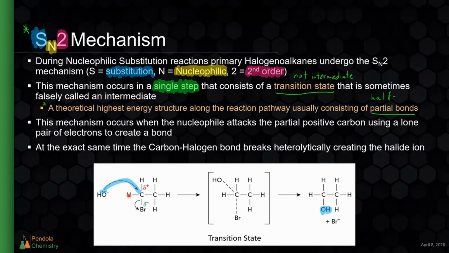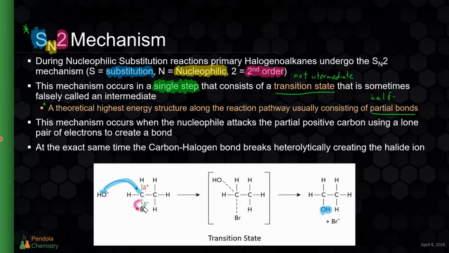At the same time that the hydroxide forms a bond to the carbon, the carbon would have 5 bonds if that bond were to form. So it needs to break off one of its bonds. At the same time as the hydroxide, in this case the nucleophile, is attacking the positive carbon, the carbon-halogen bond gets broken heterolytically. So at the same time that the hydroxide attacks, the carbon-bromine bond in this particular example is going to be broken heterolytically.